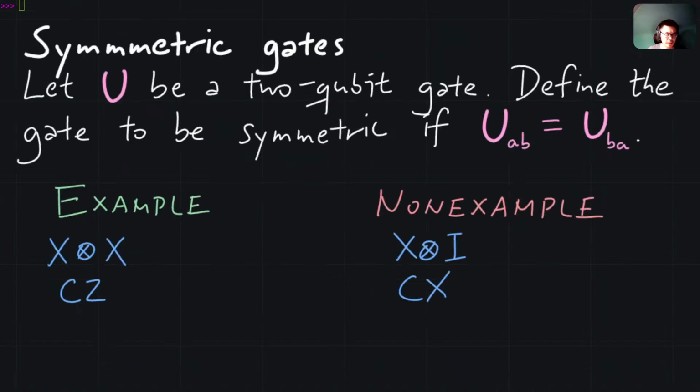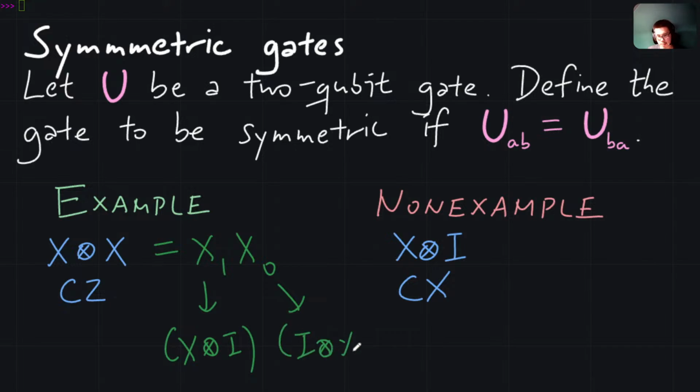So what is the definition of a symmetric gate? Let's explain this more formally. Let U be a 2-qubit gate. For example, U can be X and X in parallel, which is also equivalent to X1, X0, where X1 itself is X tensor I, and X0 is I tensor X.